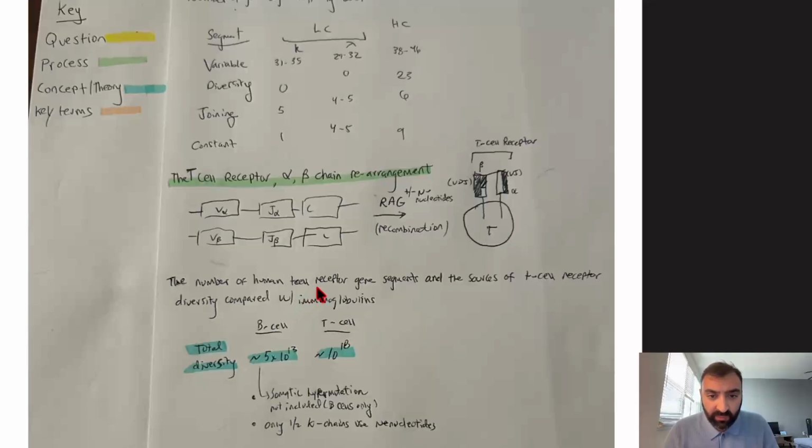And ultimately, the number of human T cell receptor gene segments and the sources of T cell receptor diversity compared with immunoglobulins. T cells have more up front, but the somatic hypermutation is not included in this number. So basically, B cells have more specifying capabilities that happen later during their maturation. And then only half of kappa chains use nucleotides. So not all of these alleles have the same number of variations. But the number is quite a bit, 10 to the 18th or 10 to the 13th. It's quite a bit of diversity, so it's a lot of antigens that can be recognized.